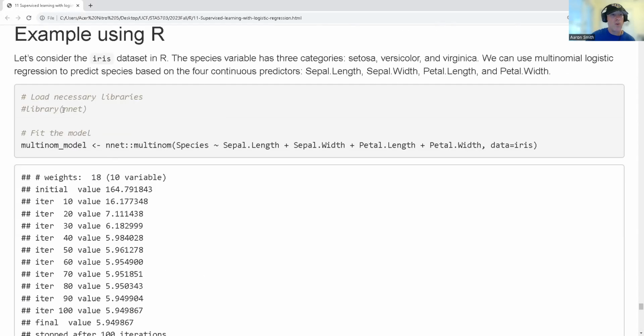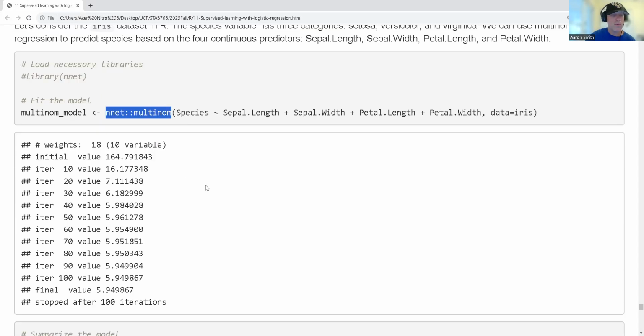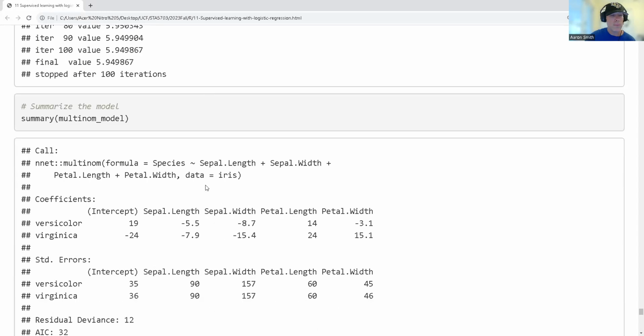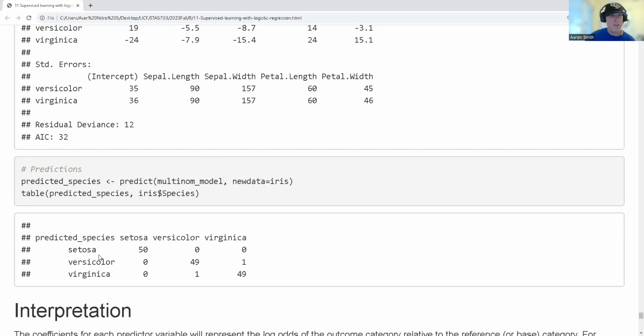And so probably the most common version of multinomial regression is in nnet. It also has a neural network function. And we can see it did a decent job on this data set. Not 100% accurate, but pretty close. So we have 3 different levels, and we're trying to model which value it is with the iris data set.